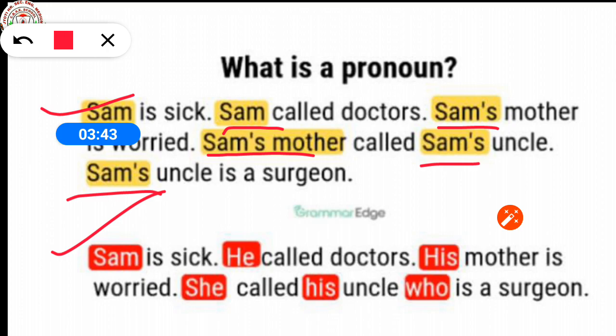So the correct sentences are: Sam is sick. He called doctors. His mother is worried. She called his uncle, who is a surgeon. Because we use pronouns in place of a noun, so that we do not have to repeat the nouns again and again.